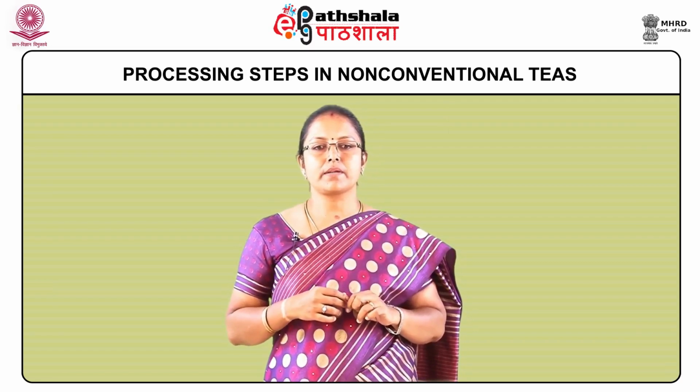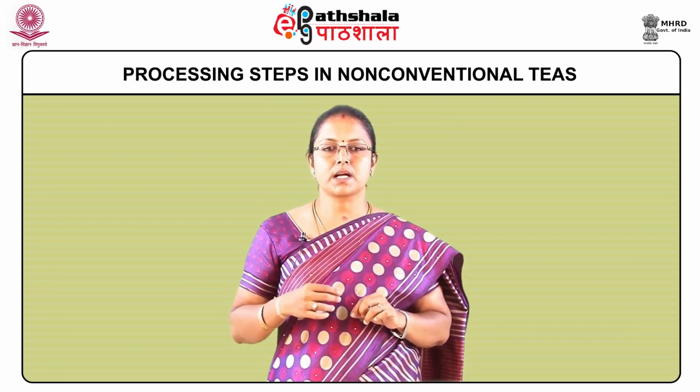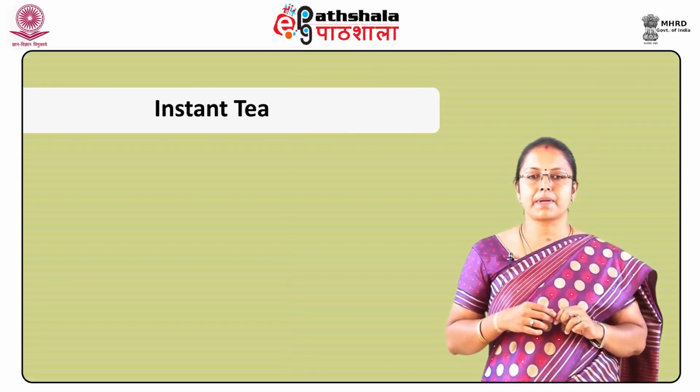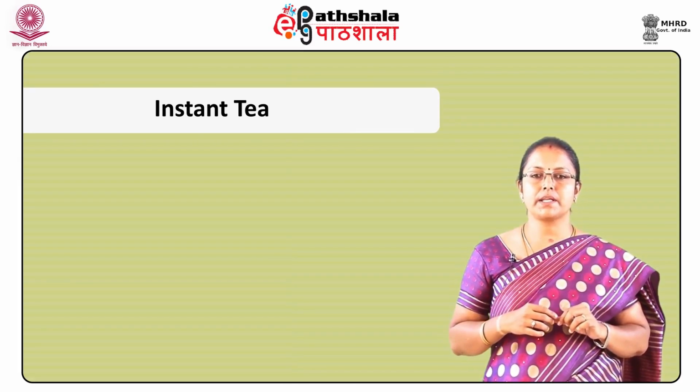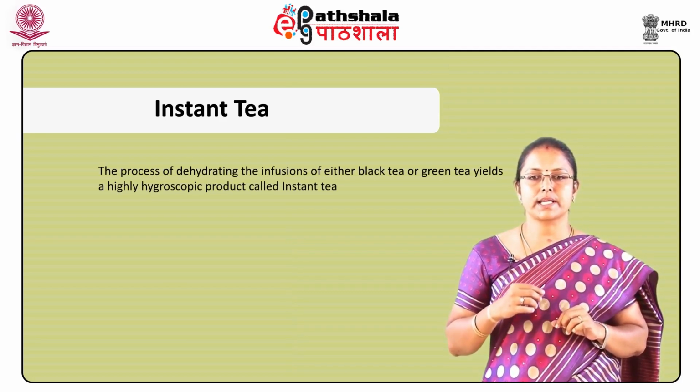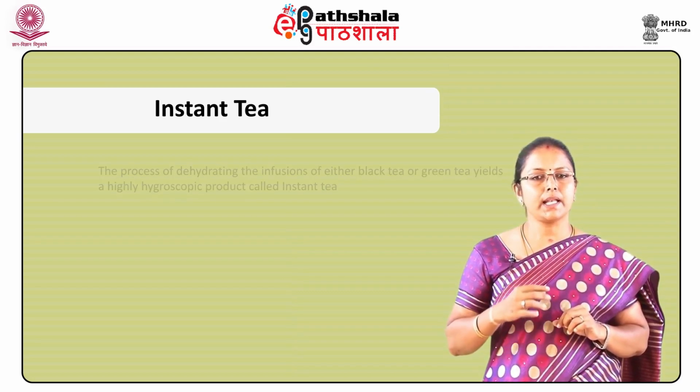Discussing the non-conventional tea products, first comes the instant tea. The dry powder that is obtained by dehydration of tea infusion of black tea or green tea is known as instant tea, which is highly hygroscopic in nature. Instant teas are available in different types, namely hot soluble and cold soluble, depending on consumer preferences.